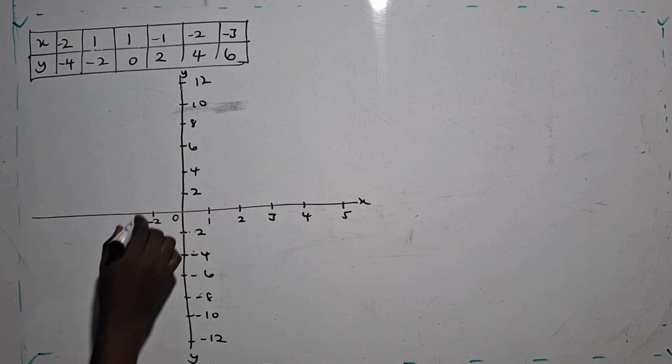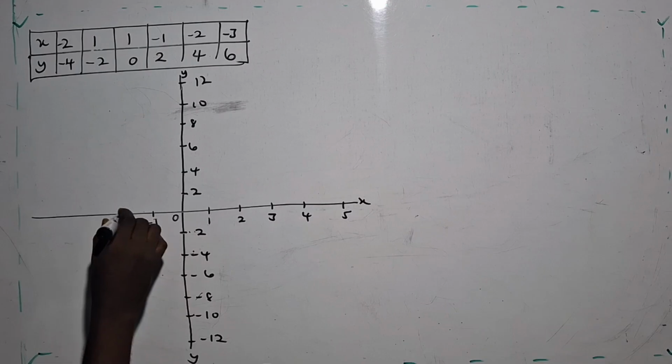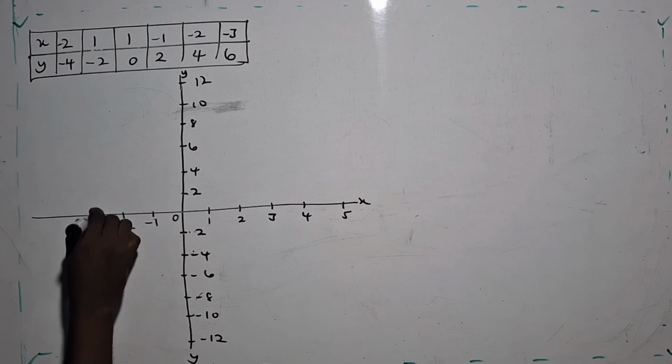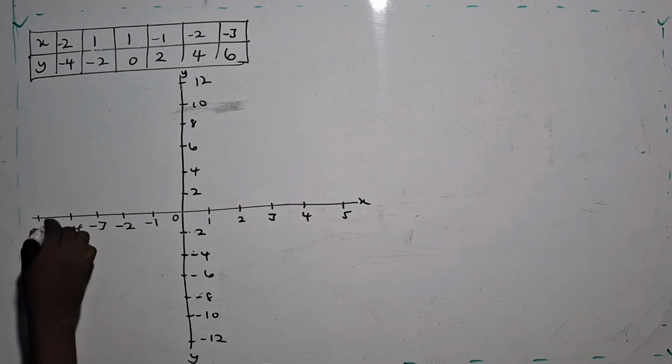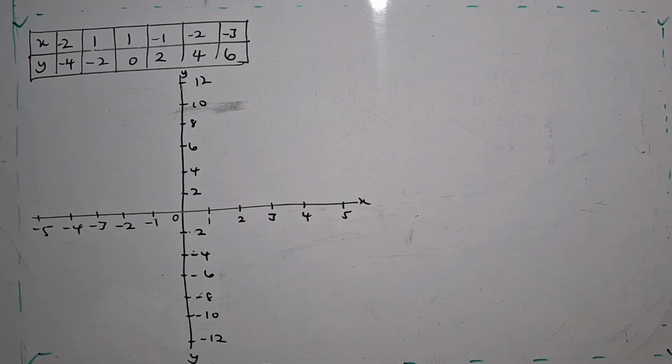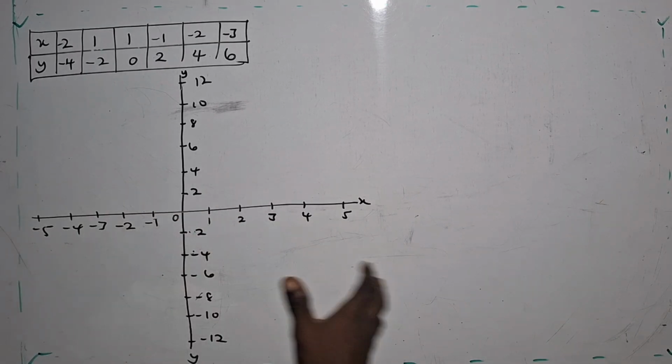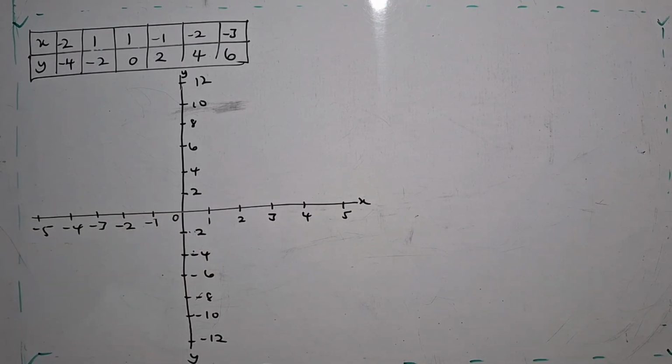So here will be -1, -2, -3, -4, and -5. So pardon me for the freehand or the plain board. So we are going to plot each pair.